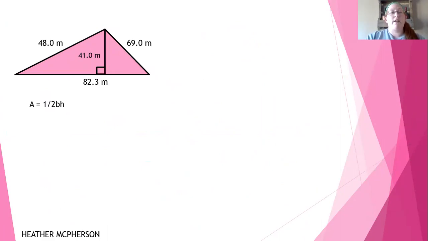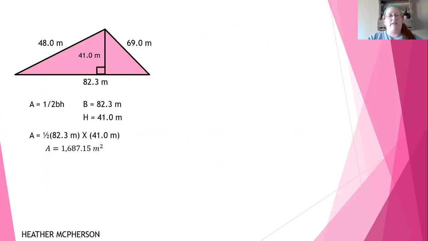So, the area is going to equal 1/2 the base times the height. So we know that the base is going to be 82.3 meters and the height is going to be 41.0 meters. So you're going to have 1/2 of 82.3 meters times 41.0 meters. So the area of this triangle is going to be 1,687.15 meters squared. Don't forget you have to square it since you're doing the base times the height.